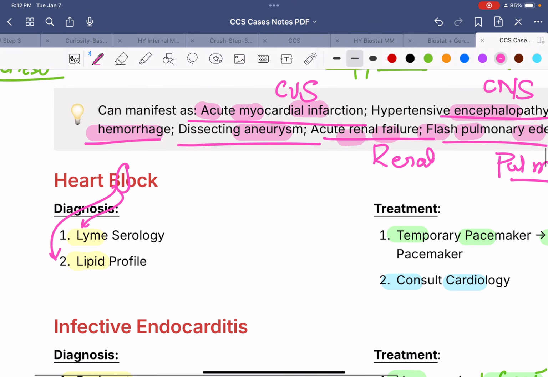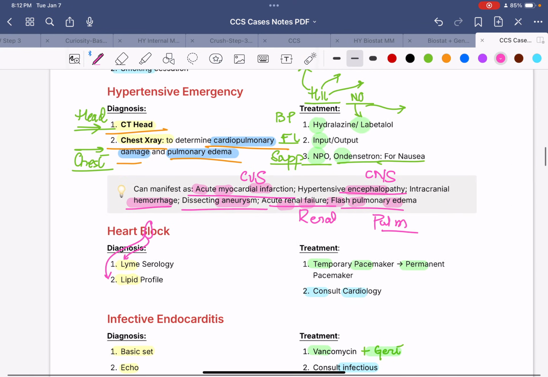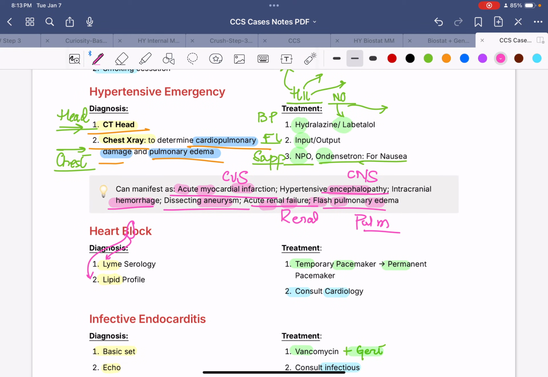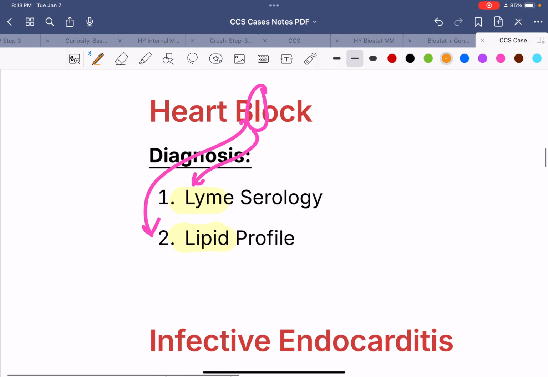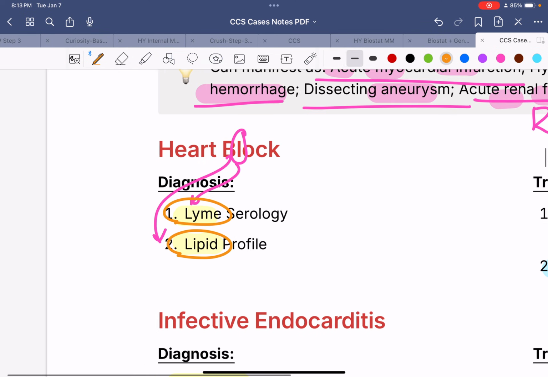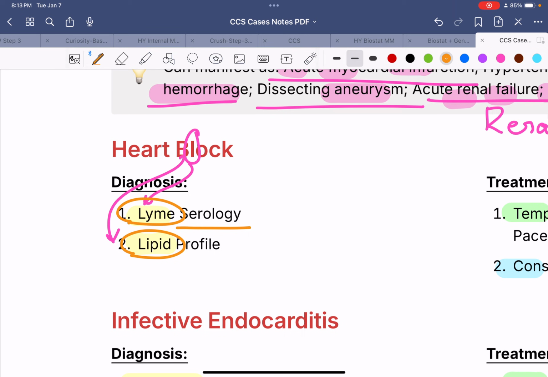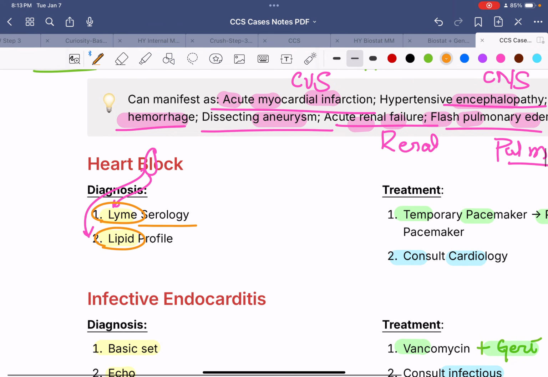Next up, we have heart block. Again, for heart block, the general things like the EKG and the echo are the same, but some things need to be done specifically to rule out the cause. In order to establish the cause, you're going to do the same things such as ECG and echo, but to find out the specific thing causing the heart block, you're going to do a Lyme serology, because of course Lyme disease is one of the causes of heart block, and a lipid profile again to find the associated risk factors, right?